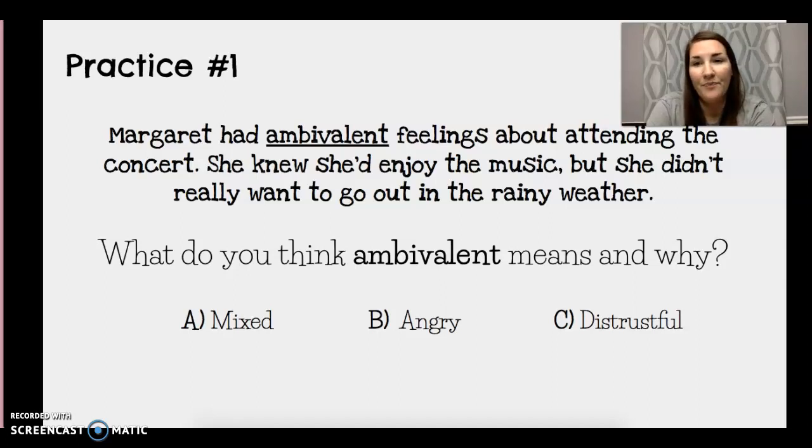So this first one says, Margaret had ambivalent feelings about attending the concert. She knew she'd enjoy the music, but she didn't really want to go out in the rainy weather. So you can see that ambivalent is underlined, and it's asking us, what do you think ambivalent means? And then we want to talk about why.